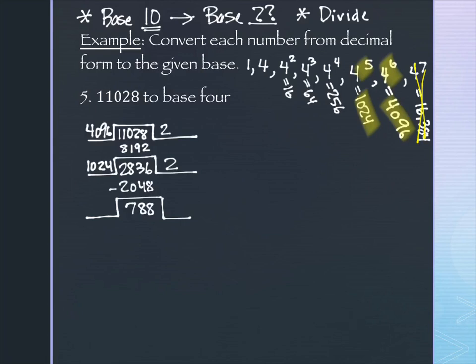4 to the 4th, which is 256, right, good. Sorry, I just couldn't hear you guys. 256. So how many 256s are there in 788? 3. So not 2 this time. What's 3 times 256? 768. When I subtract this, what do I get? 20.